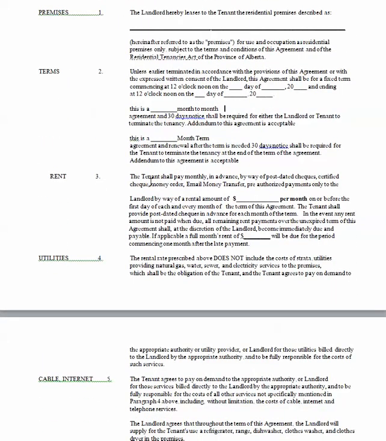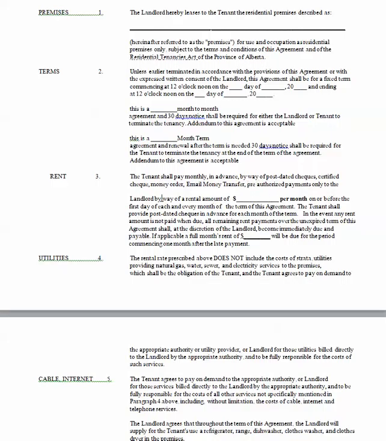Next, the tenant shall pay monthly in advance by way of post-dated check, certified check, money order, or email transfer. Email transfers are the best. You just pay by email transfer. Those are easy to set up and easy to track. It gives you a receipt. Put it in your file every single month and you're done, and give that to your tax people.